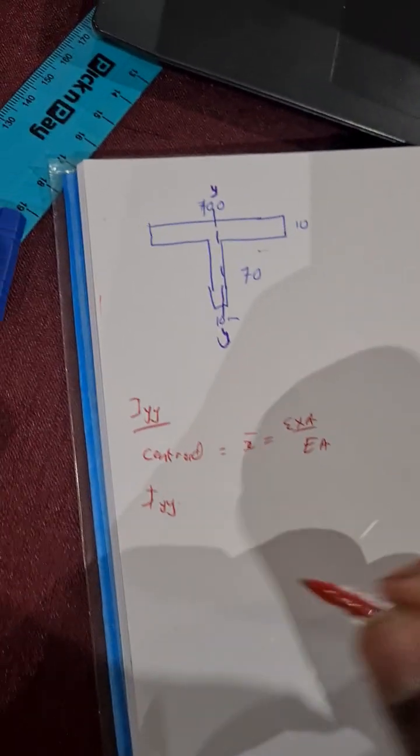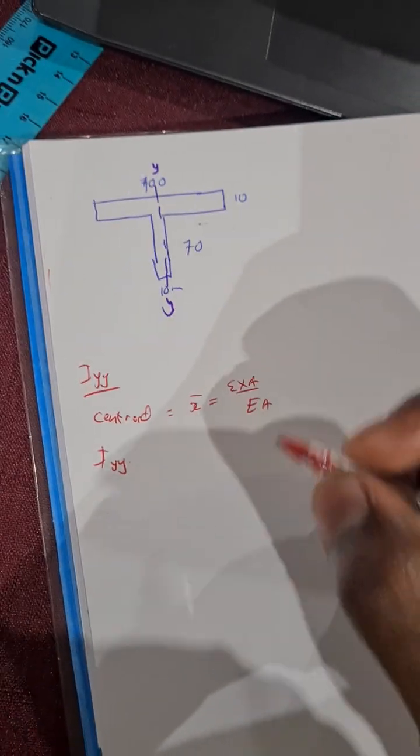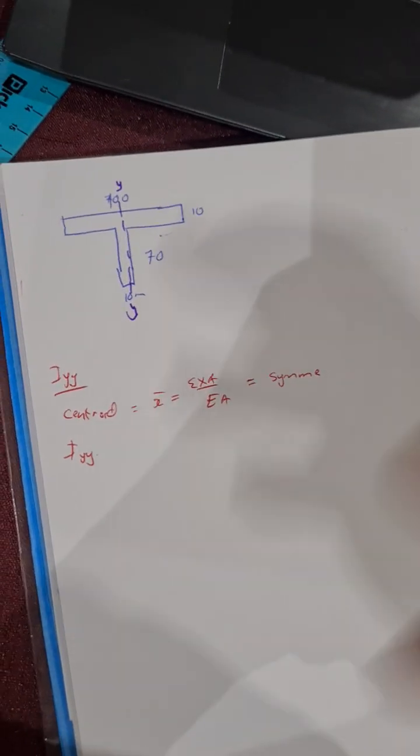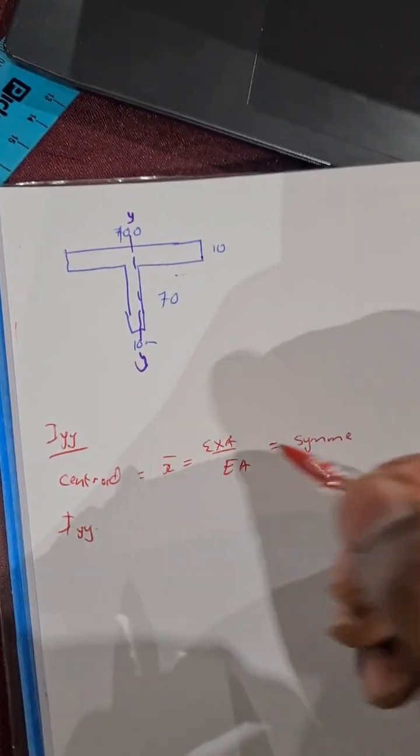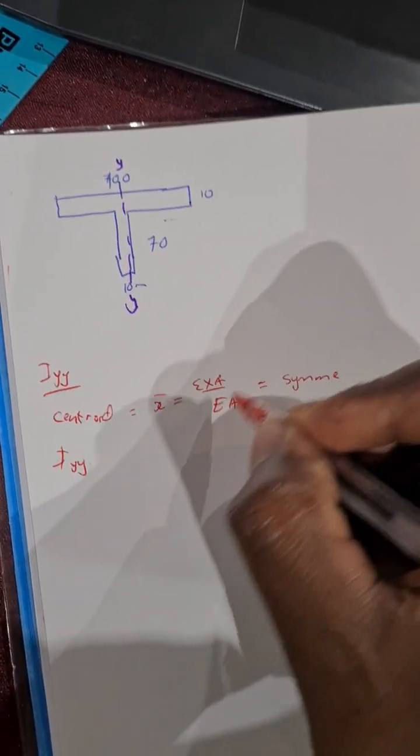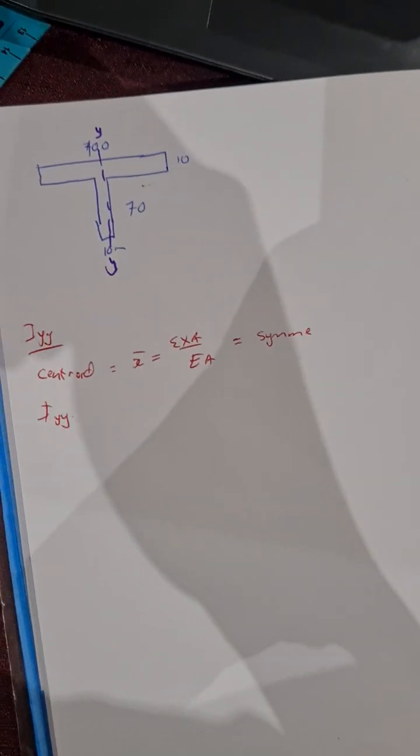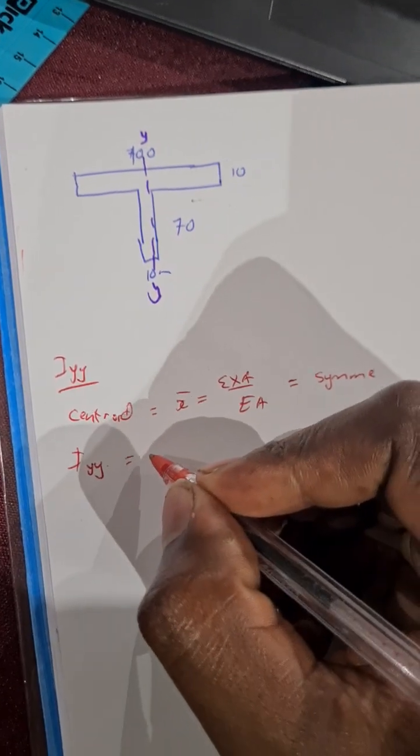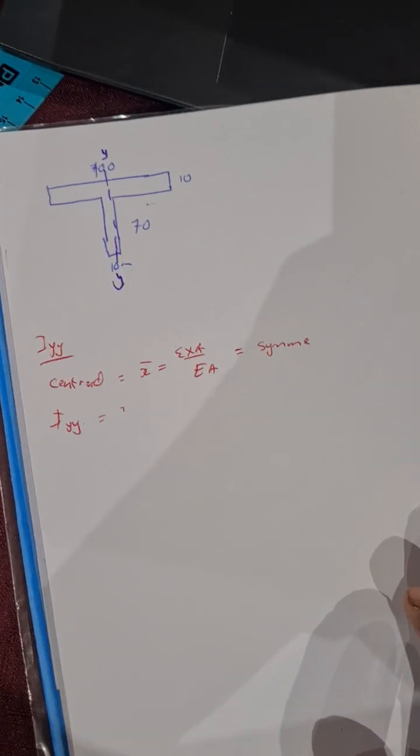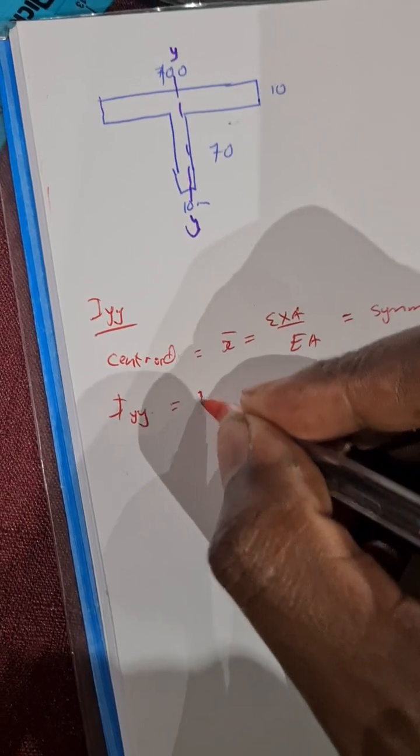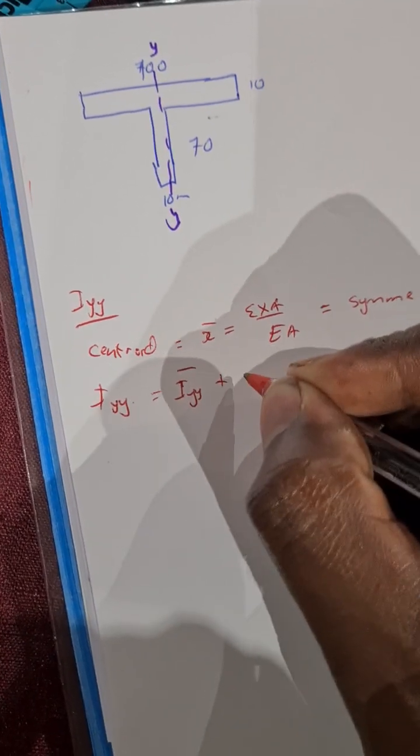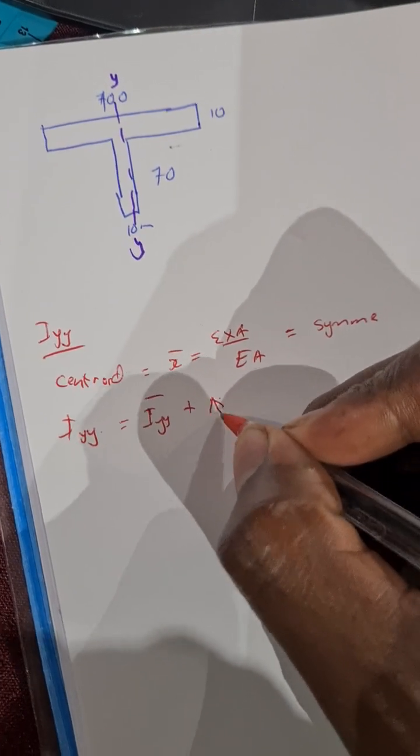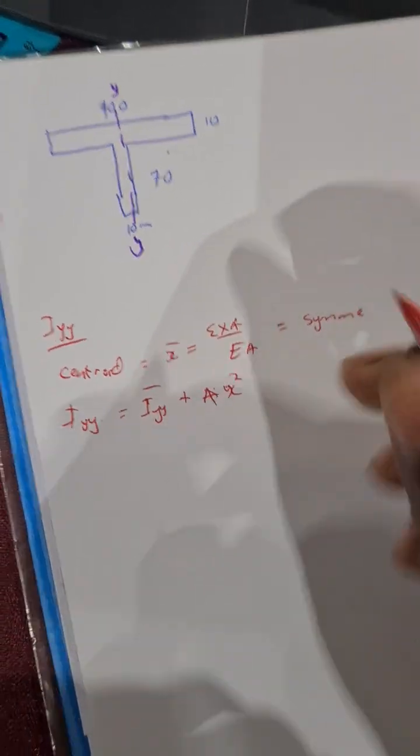But this one is easy, straightforward, because it's symmetrical. So there's no need to calculate it. It's just a proof. We already know it. Then Iyy, what is Iyy? Let's do it. Iyy is equal to Iy bar plus, so x squared.